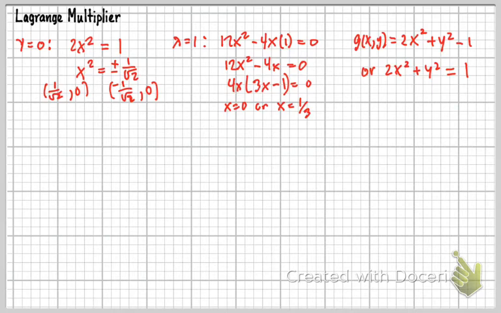So if x is 0, that's going to be 2 times 0 plus y squared equals 1. And that's going to result in 0 there. So really y squared equals 1, so y equals plus or minus 1, once I square root both sides, finish the process. So my ordered pairs for that.